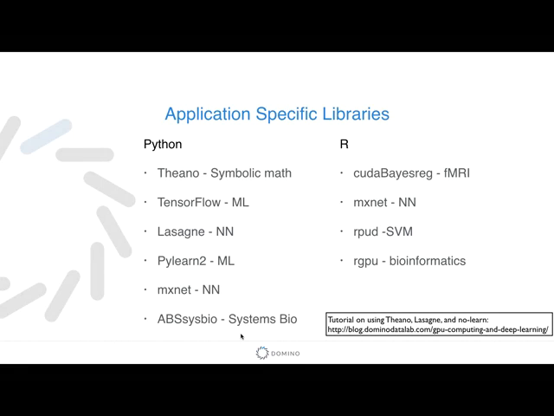And of course, on the Domino Data Science or Domino Data Lab blog, we have a tutorial on how to use Theano, Lasagne, and nolearn to do deep learning. And so I recommend checking that out. It's a very great step-by-step blog entry.